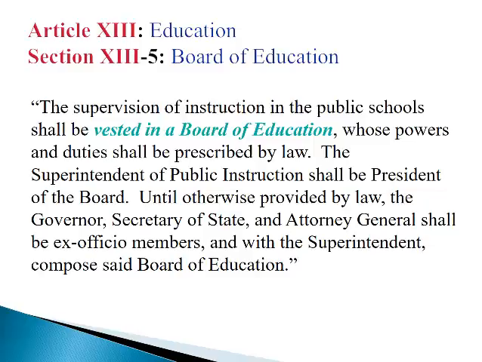Subsection 5, a Board of Education. The supervision of instruction in public schools shall be vested in a Board of Education whose power and duties shall be prescribed by law. The Superintendent of Public Instruction shall be President of the Board until otherwise provided by law. The Governor, Secretary of State, and Attorney General shall be ex officio members and with the Superintendent compose the said Board of Education. So this is the supervisory body for the state. And of course we do have a State Board of Education. And it is headed by our state superintendent in Oklahoma. This is, of course, as you know, an elected position for the state superintendent.